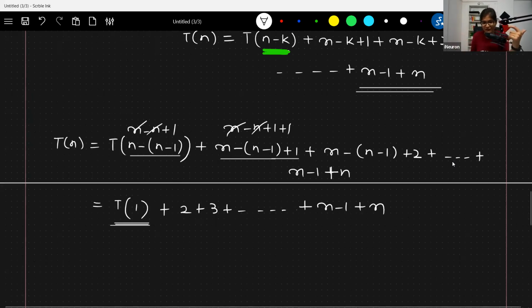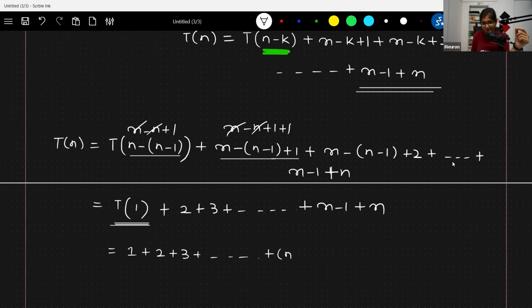Can you tell me what is the answer of this t of 1? What is the answer of this t of 1? We know, right? So we know the answer is 1. So it will be 1 plus 2 plus 3 until n minus 1 plus n.